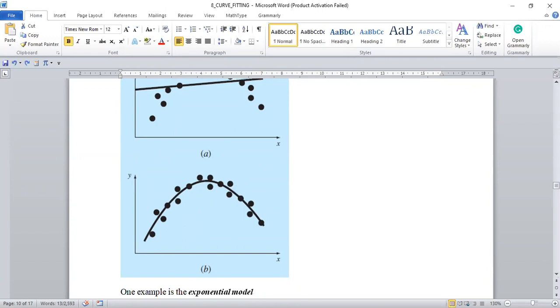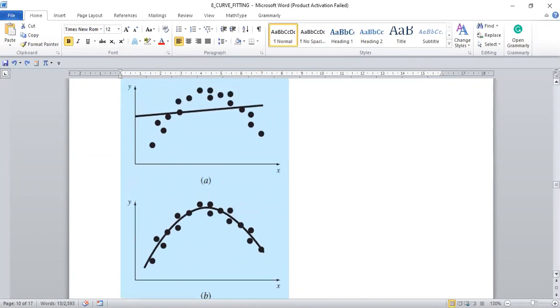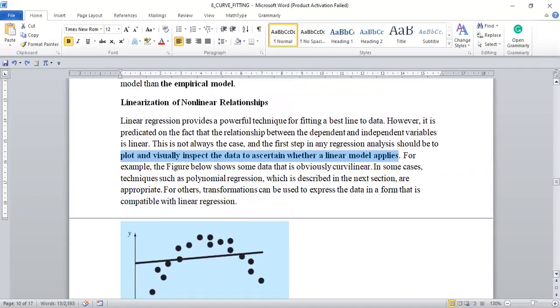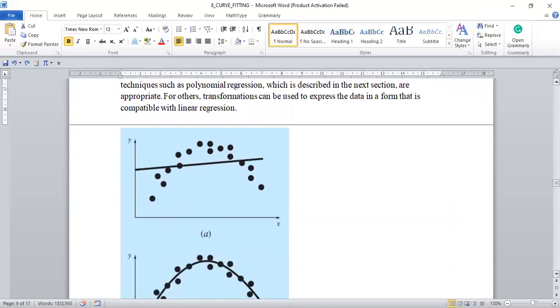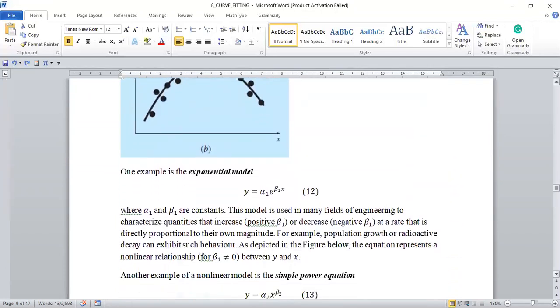So we need a non-linear model. One of the things we are going to consider is that we are going to use a non-linear model in the next section. But in this section, what we are interested in is that we want to linearize. So given a non-linear relationship between the x variable and the y variable, we want to convert it into a straight line, so that we can fit a straight line through the data.